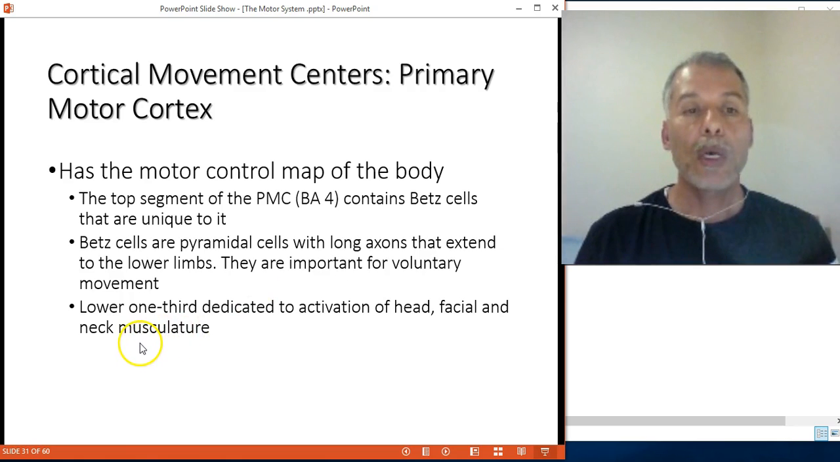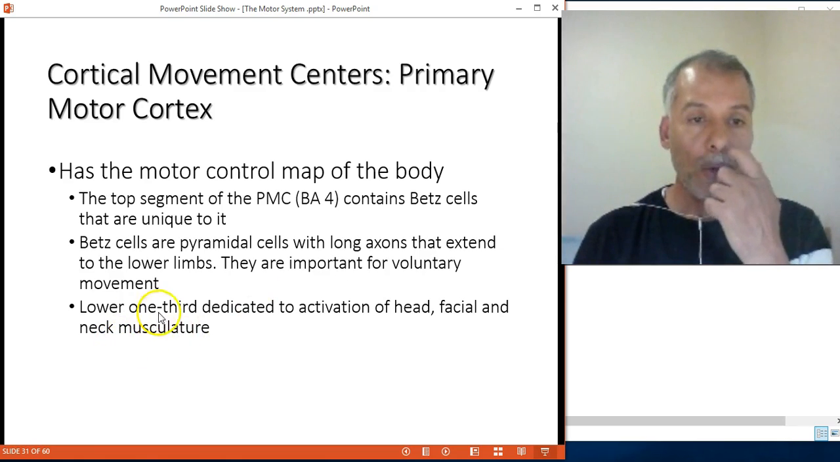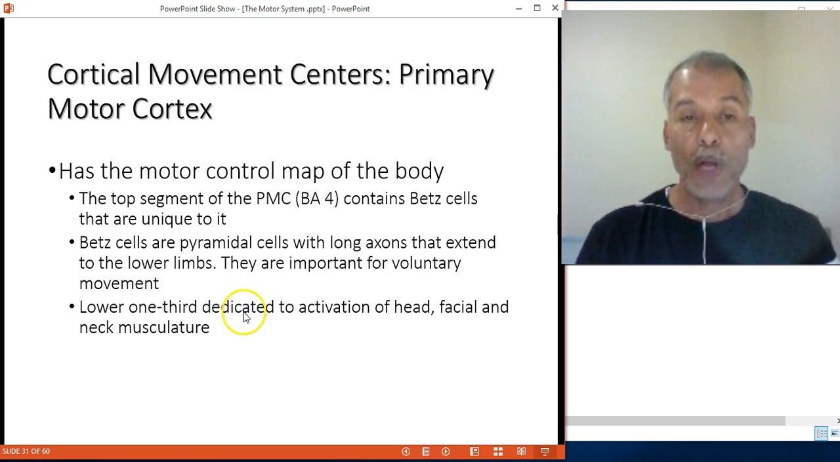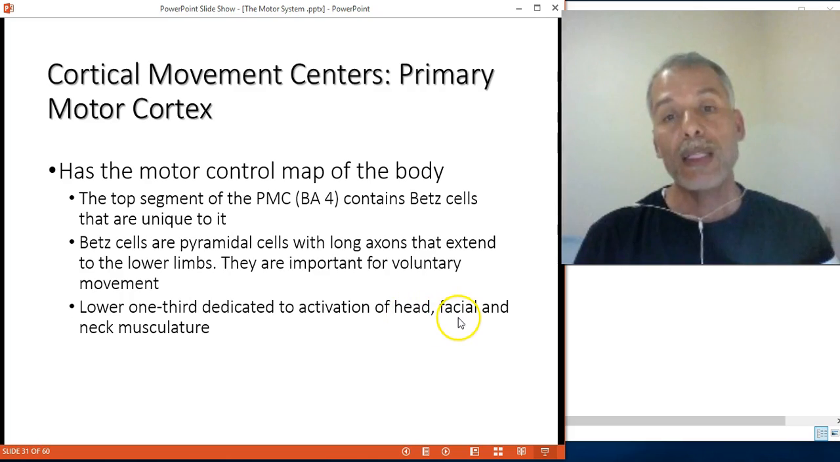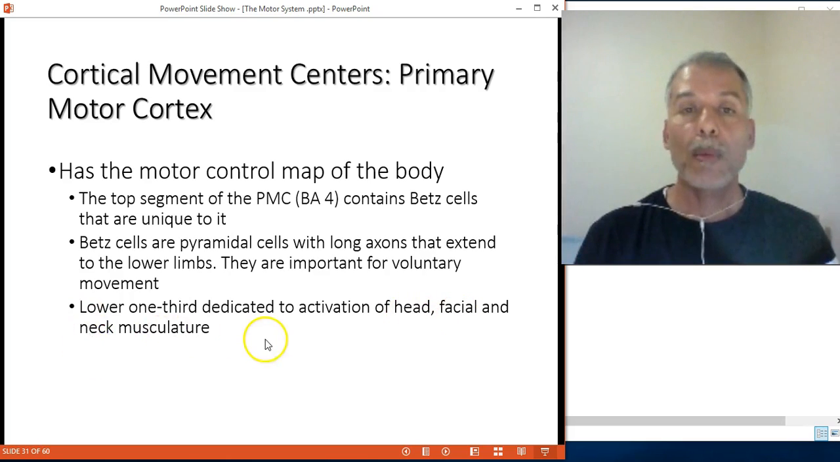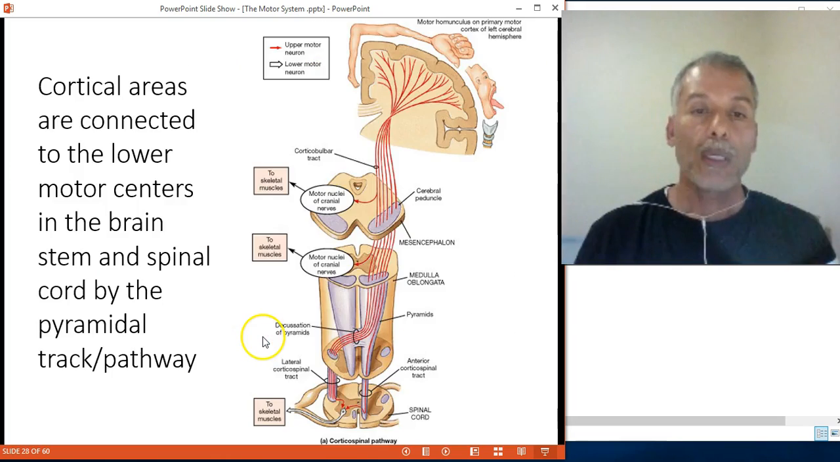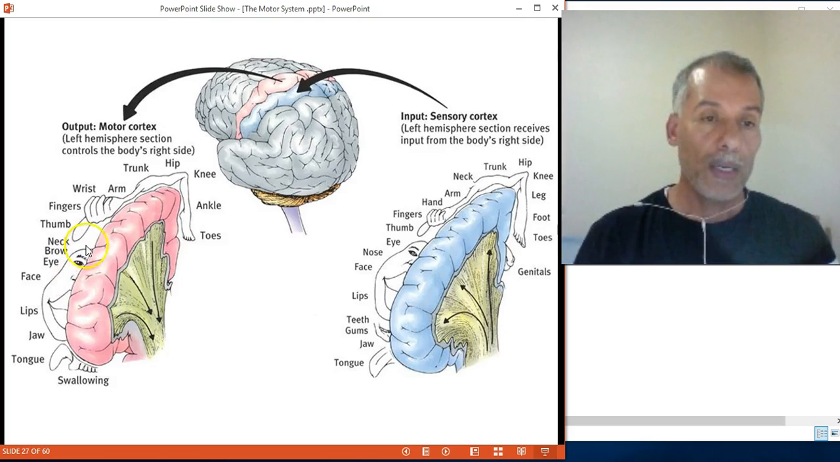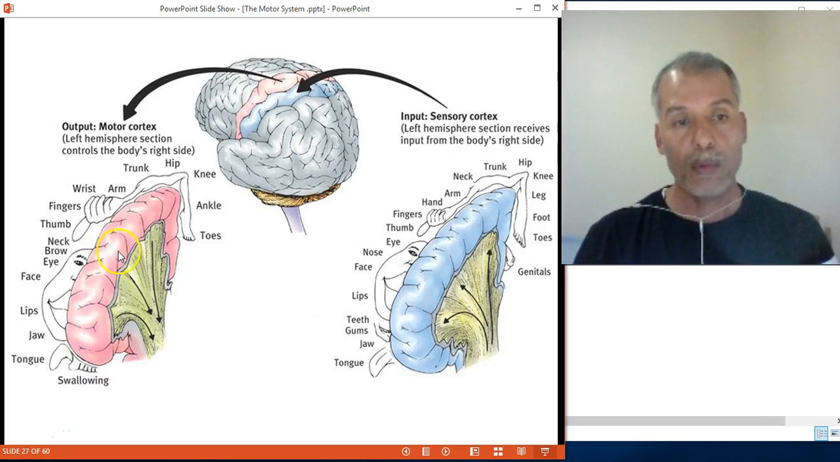And of course, the lower one third of the primary motor cortex is dedicated to activation of the head, facial muscles, and neck muscles. As you could see from here, using the homunculus, you can see all of this area, which is almost like half.